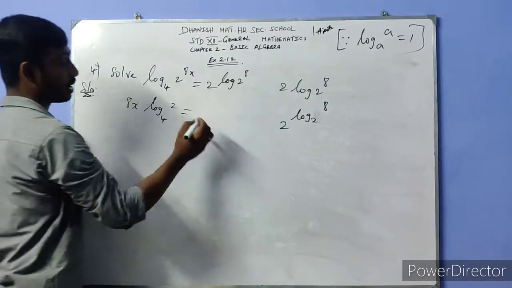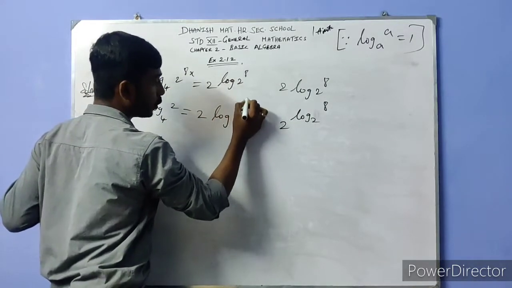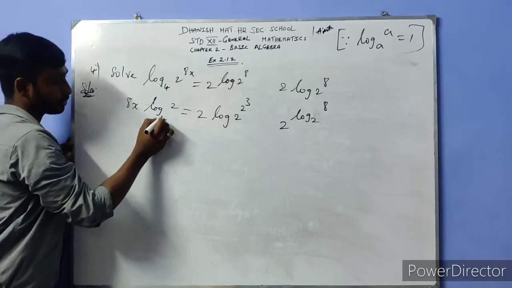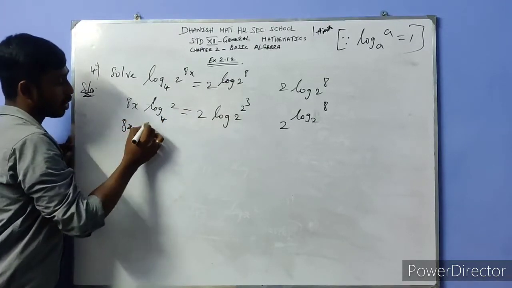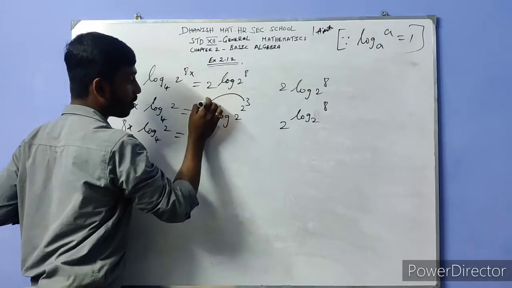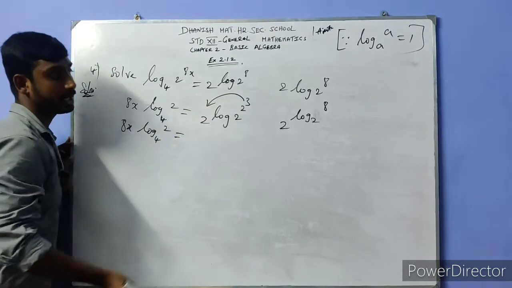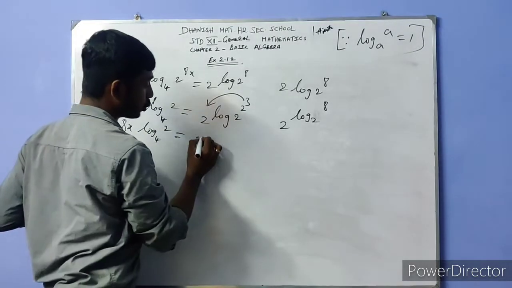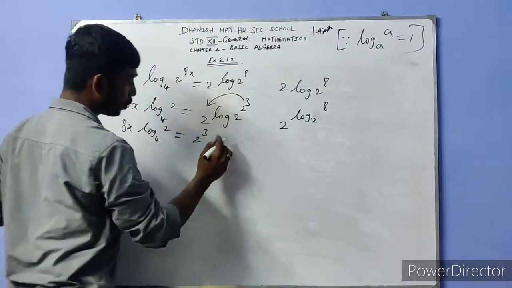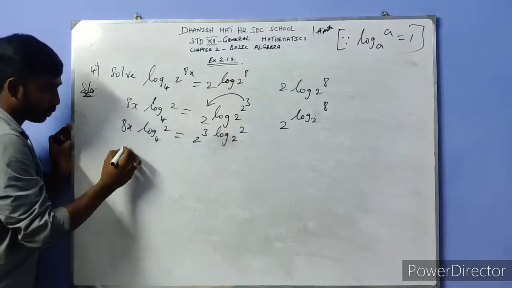You have to write like this: 2 to the power of log 2 of 2 cube. Here you are taking 2 to the power of 2 cube. Then here, 8x log 4 to the power 2 equal to, here this power will come behind the log value. You have to write like this: 2 cube log 2 to the power of 2.